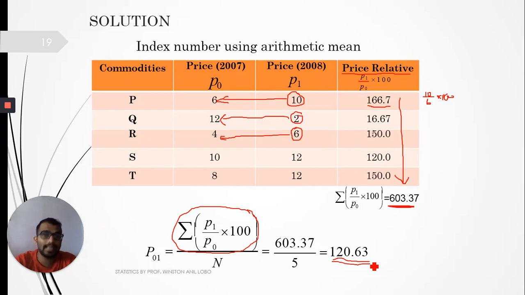Understand? In the previous method, the simple average method, what did we do? Total of current year by total of base year into 100. In price relative, what are we doing? Individual current year by base year into 100, and then we get the total, and then we divide it by however many commodities there are. Okay, very good. Let's move further, students.